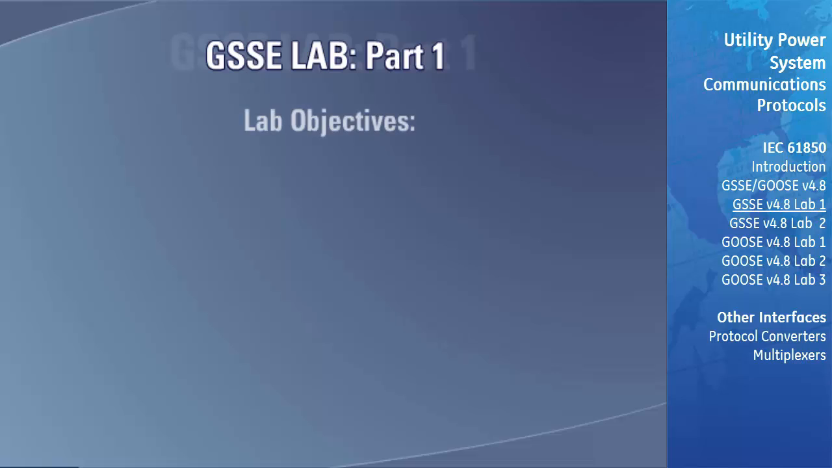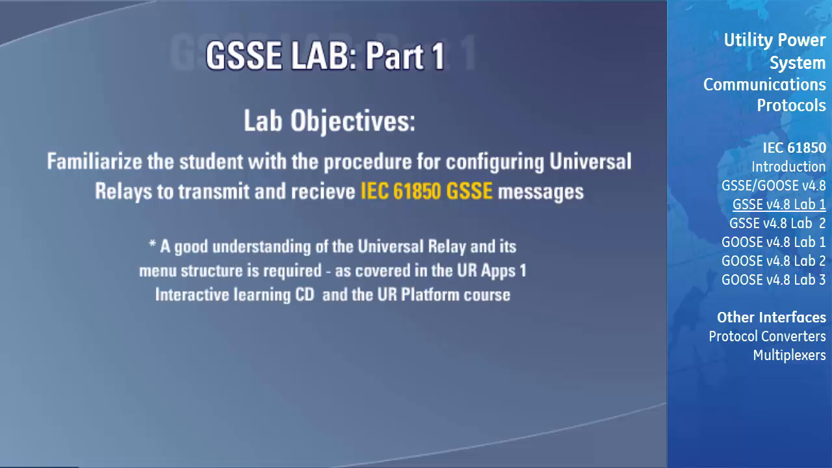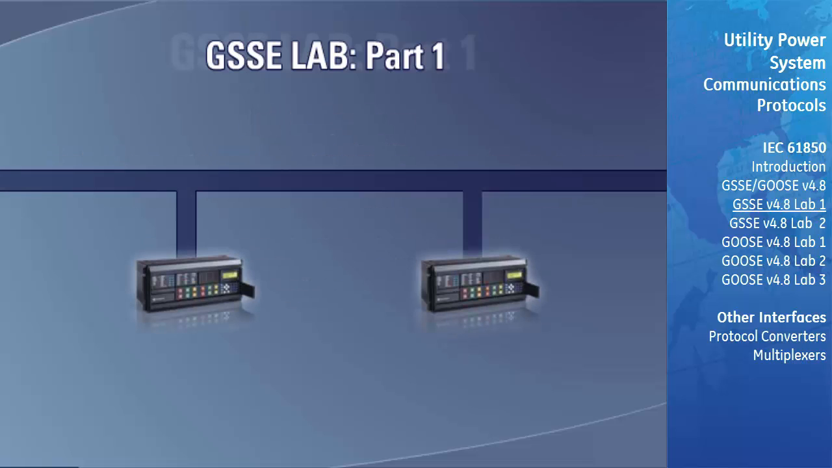The objective of this lab is to familiarize the student with the procedure for configuring Universal Relays to transmit and receive IEC 61850 GSSE messages. We assume the student has a good understanding of the Universal Relay and its menu structure, as is covered in both the UR Apps 1 Interactive Learning CD and the Universal Relay Platform course. In this lab, the status of Control Push Button 1, located on Universal Relay 1, will be transmitted via a remote output within a GSSE message to Universal Relay 2.